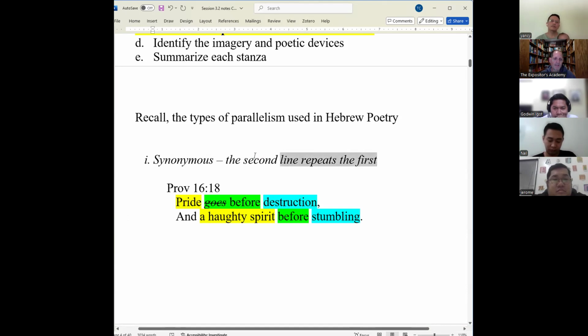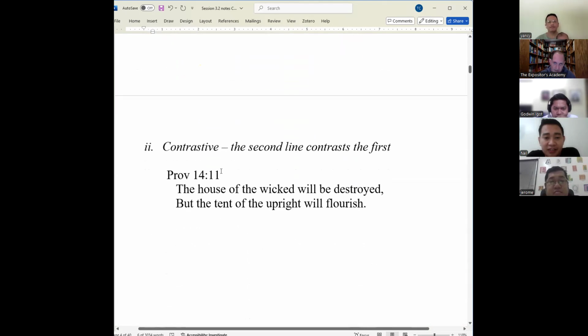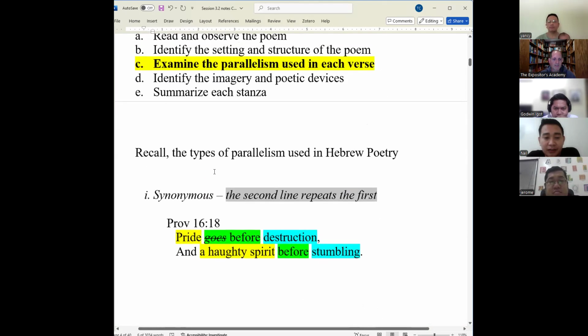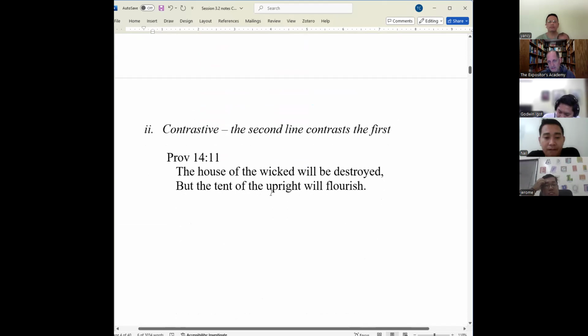All right, so this is one of the easier ones to spot, and I would say probably the most common, or very close to it. All right, synonymous parallelism. Now there's another form that we covered in class, and that was contrastive. In synonymous, the second line repeats the first. It's synonymous with the first. Whereas in contrastive, the second line contrasts the first.